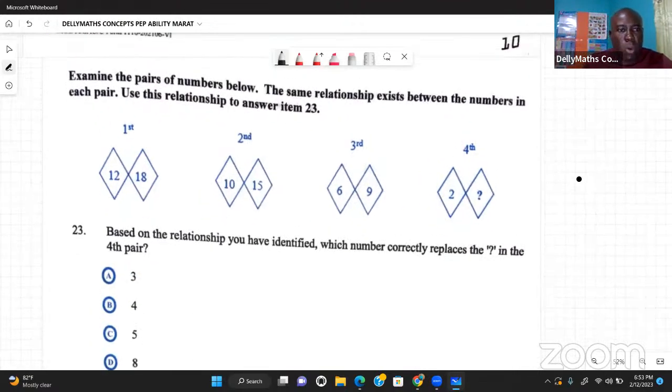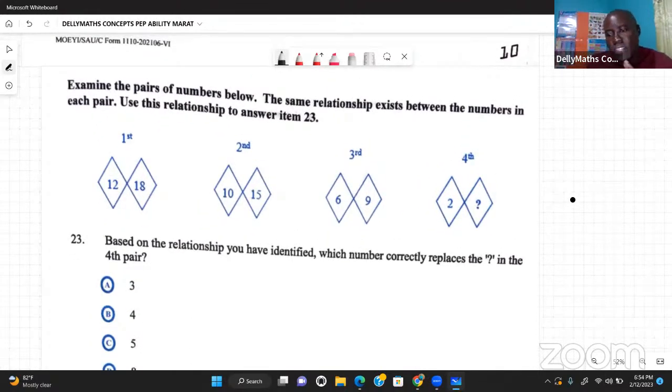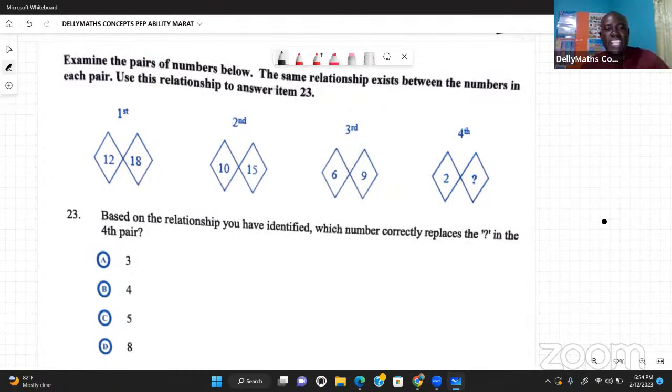Now let's check out this one. Watch the number pattern. Let's watch out for the pattern. It says, examine the pair of numbers below. The same relationship exists between the numbers in each pair. So whatever I find for the 1st is the same for the 2nd, the 3rd, and the 4th. Use this to answer the question. The question is saying, based on the relationship you have identified, which number correctly replaces the question sign.